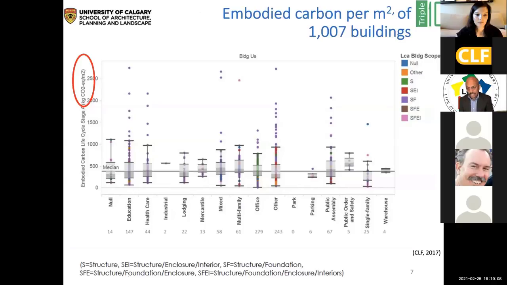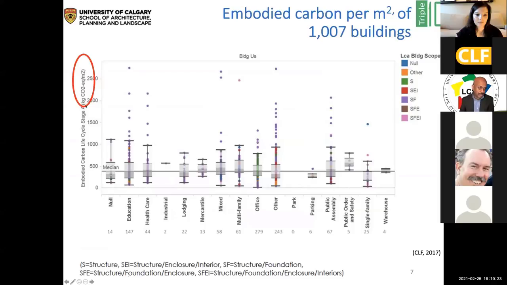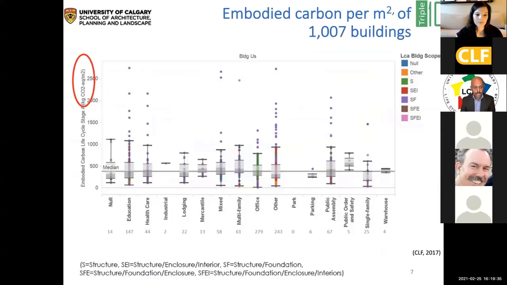Talking about CLF, this is one of the reviews done compiling over 1,000 buildings from different parts of the world. I want to just bring your attention to the y-axis. Here you see it's talking about CO2 equivalent. This is one of the metrics that we saw in the previous slide. So it's representing all these buildings of different types and different scope as well in terms of what is included in the buildings, but in the same unit, CO2 equivalent.